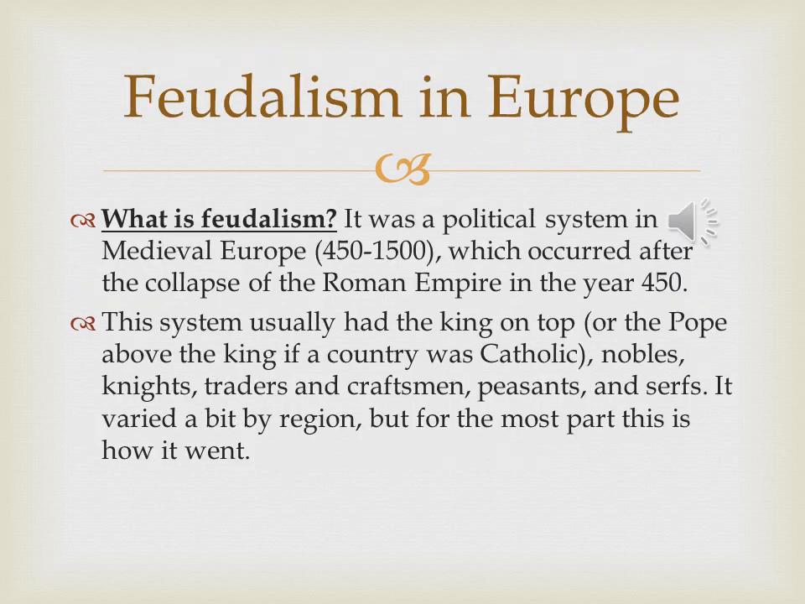Feudalism in Europe. Well, before we discuss feudalism, we have to define it. Well, what is feudalism? It was a political system in medieval Europe which ran from 1450 to 1500, which occurred after the collapse of the Roman Empire in the year 450. Well, this system usually had the king on top, or the pope above the king, I mean, depending on the country. If it was a Catholic country, the Catholic king was technically below the pope, but usually it was the king, nobles, knights. Below knights, you usually had traders and craftsmen, peasants, and serfs on the very bottom. It varied a bit by region, but for the most part, this is how it went.